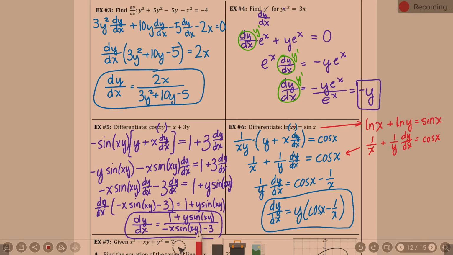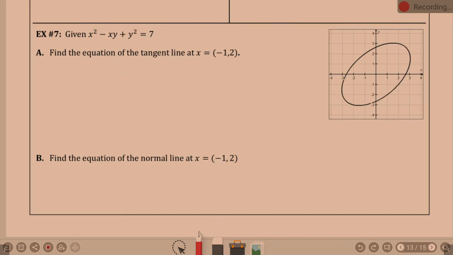Okay, we're ready for 7? 7, we have this beautiful rotated ellipse here. Okay, we studied ellipses back in pre-calc, back like last January. And the x squared, y squared is what makes it an ellipse. The xy term is what makes it a rotated ellipse. So it's no longer just a horizontal or a vertical. Now, they ask us to find the equation of the tangent line at the point -1, 2. And then eventually we'll do equation of the normal line. Well, to do an equation of the tangent line, what are we going to have?